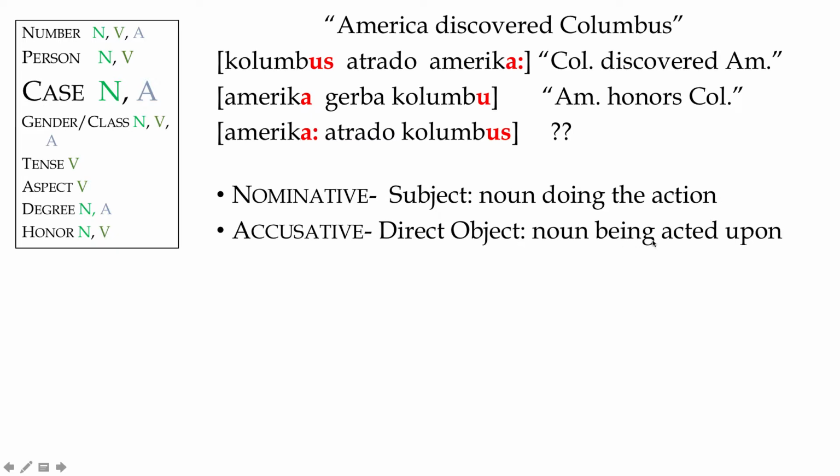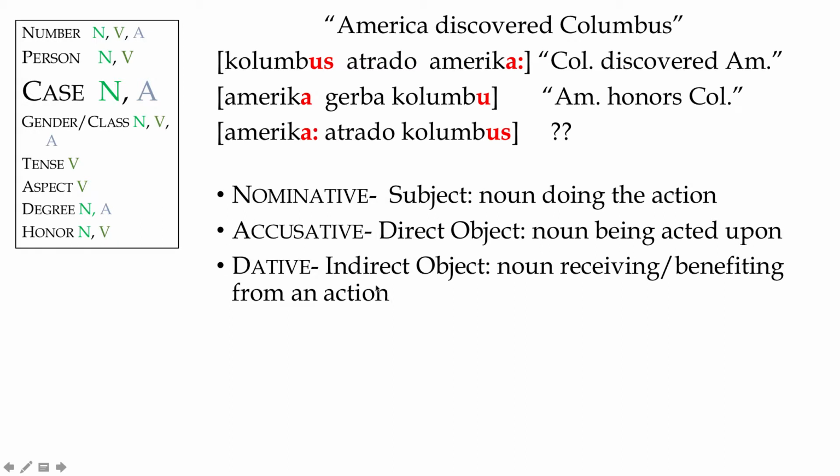Accusative, what we also call direct object, is the noun being immediately acted upon. In this case, America is the object, the direct object. Columbus discovered America. It's the thing being directly acted upon by Columbus. Or in this one, America honors Columbus. Columbus would be the direct object, the thing that America, the subject, is actively acting upon.